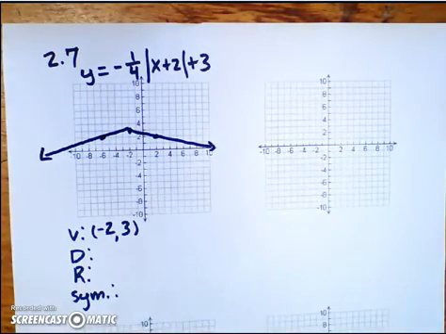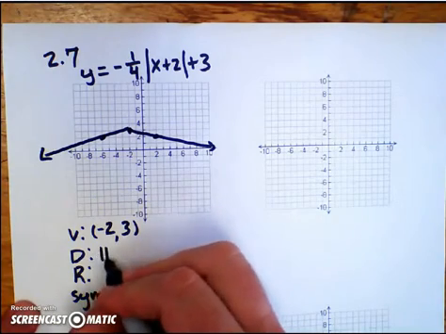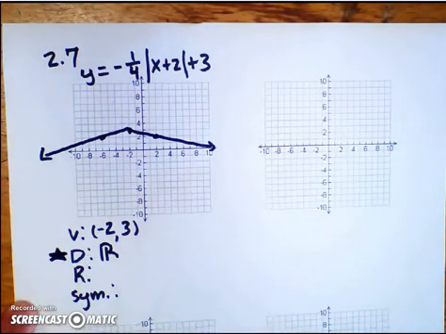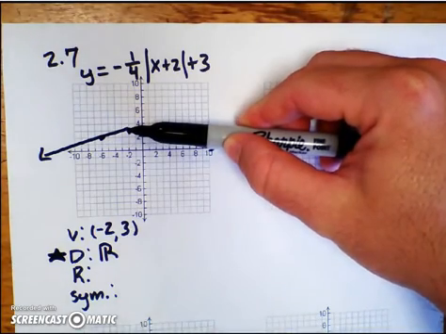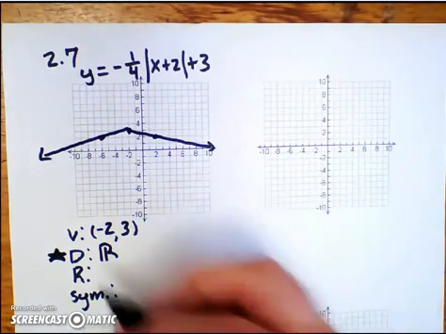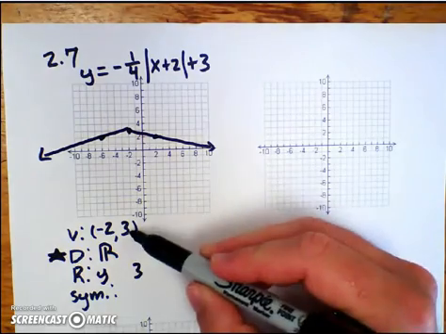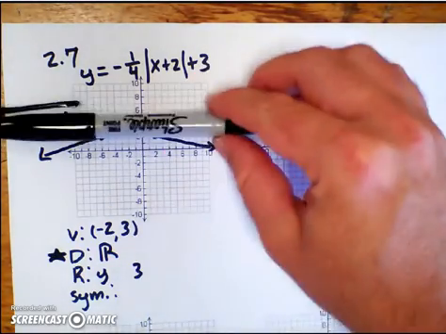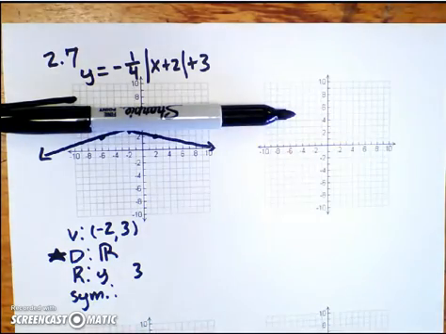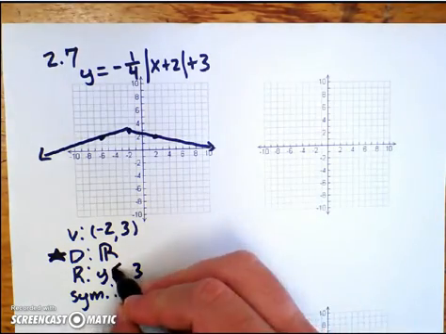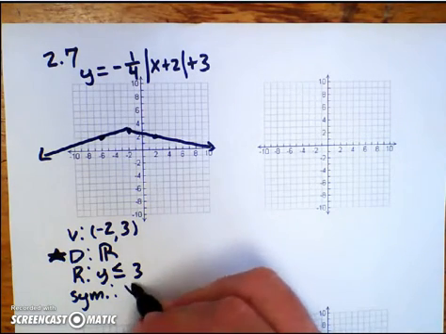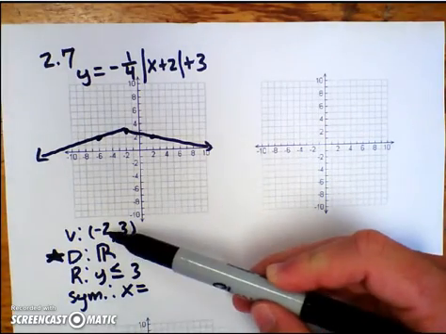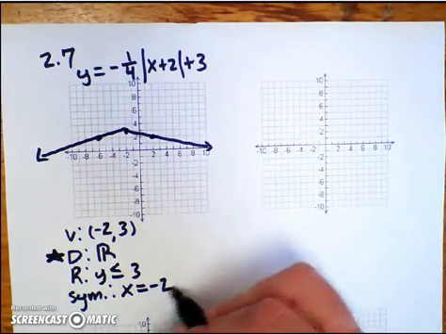And for these, the domain is always all real. So maybe put a little star next to that in your notes. That's not ever going to be any different. The range depends on your vertex. And since my vertex is at the y value 3, my range will come from that y value of 3. That's from right here. And it's everything below. The graph goes down from that vertex. So it's everything less than or equal to 3. The axis of symmetry is always a vertical line, and it comes from the x value of my vertex. So it's x equals negative 2.